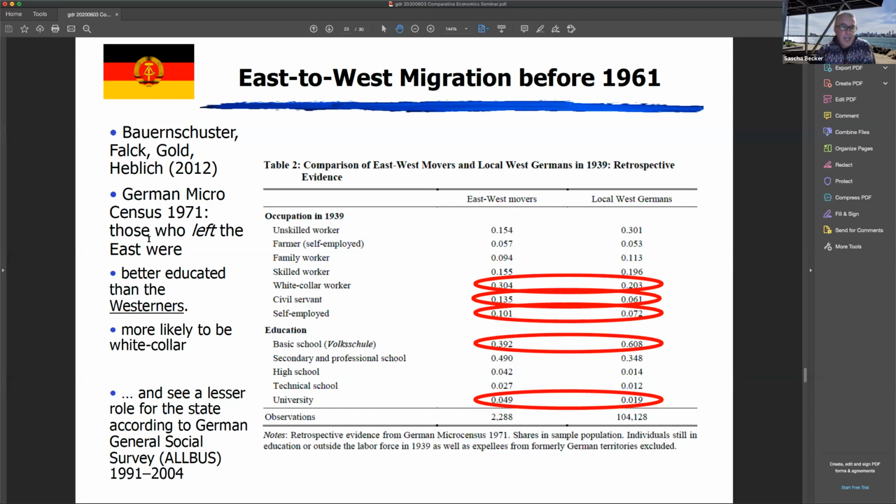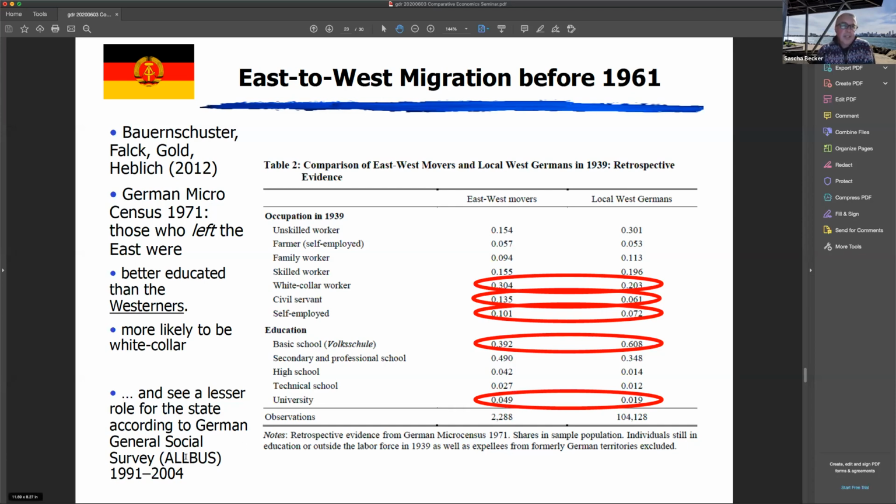So what you can do with that data is to compare the East-West movers to the local West Germans. And looking at these characteristics, it turns out that the East-West movers are much more likely to be white-collar workers, 30% versus 20. They are more likely to be civil servants, 13-6, and they are more likely to be self-employed, 10-7. Also in terms of education, they are less likely to be just basically schooled, and they are more likely to have a university degree and higher degrees overall. So that all underlines selective migration.